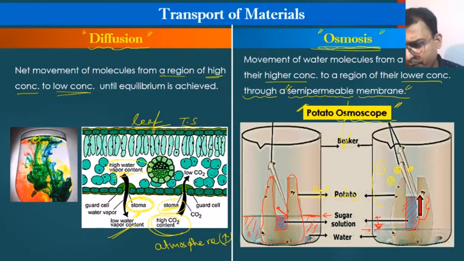So what has happened? Why did the water in the beaker move from outside to inside the potato? Inside the potato we added the sugar solution. So the concentration of the sugar is high inside the potato here. Outside there is no sugar. So what is going to move? Water molecules are moving through this potato inside here.